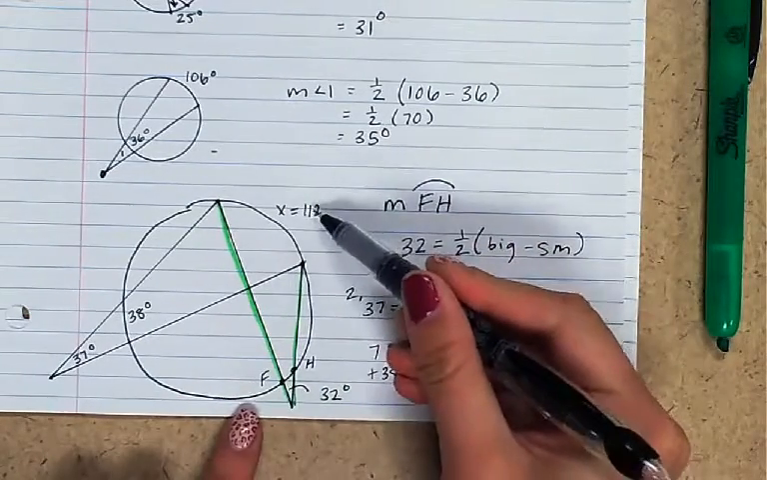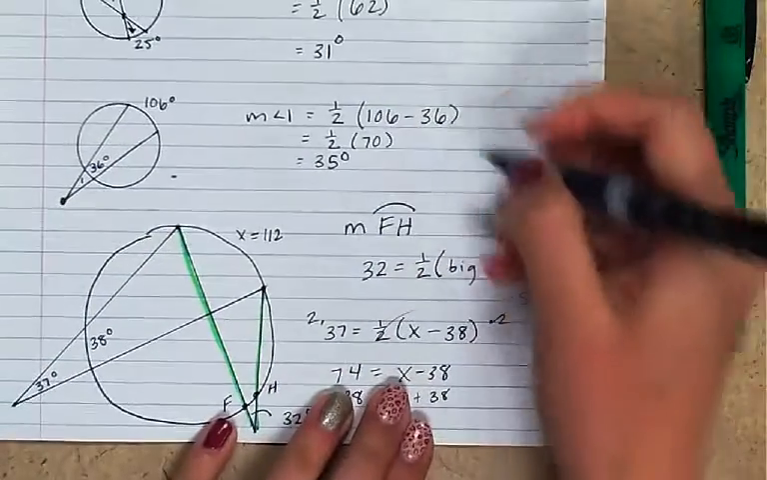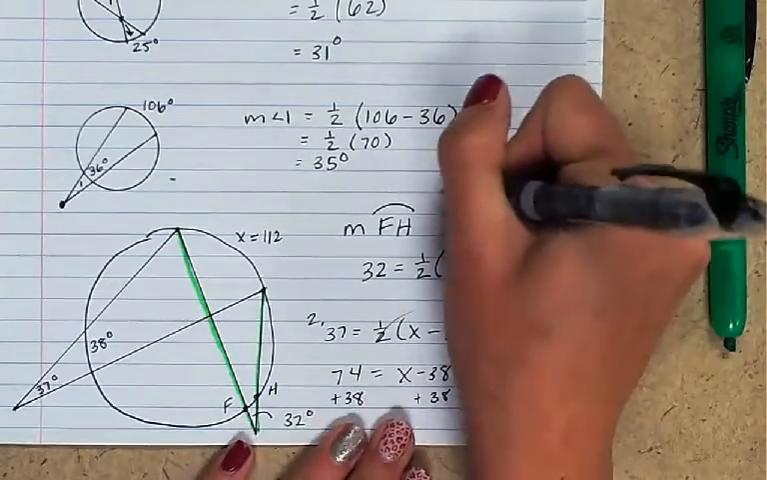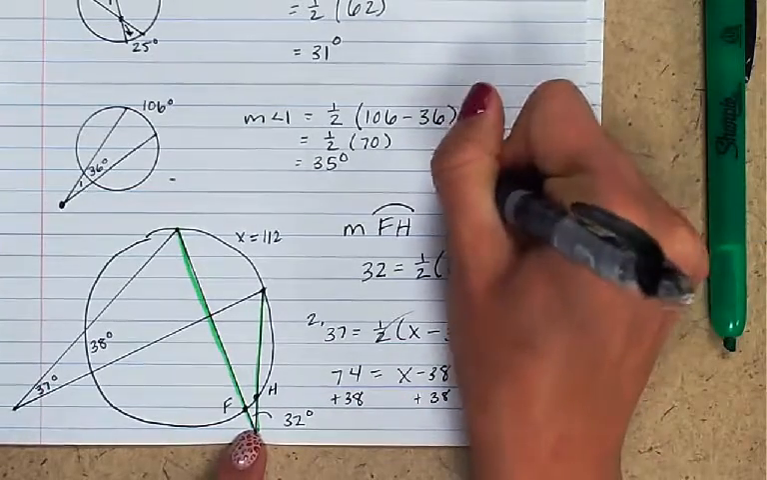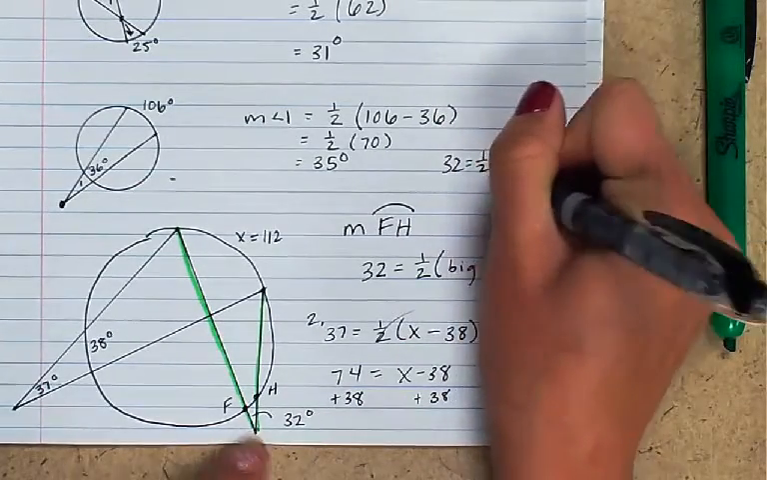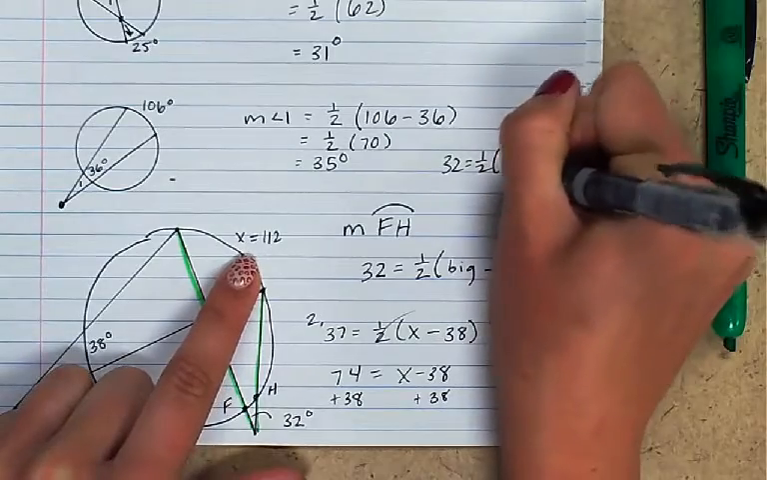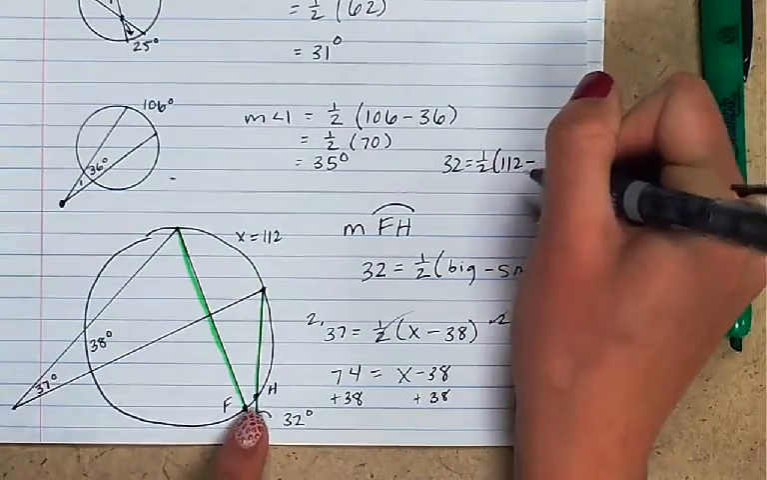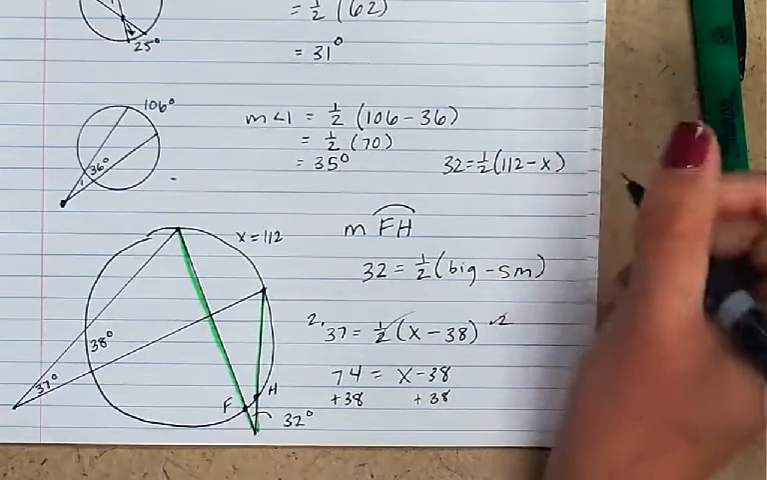Well, now that I know that, I know what the bigger arc is. So I'm going to move this equation up because I didn't give myself enough space. So our angle is half of the bigger arc, which we just figured out was 112, minus the smaller arc, FH, which we are solving for.